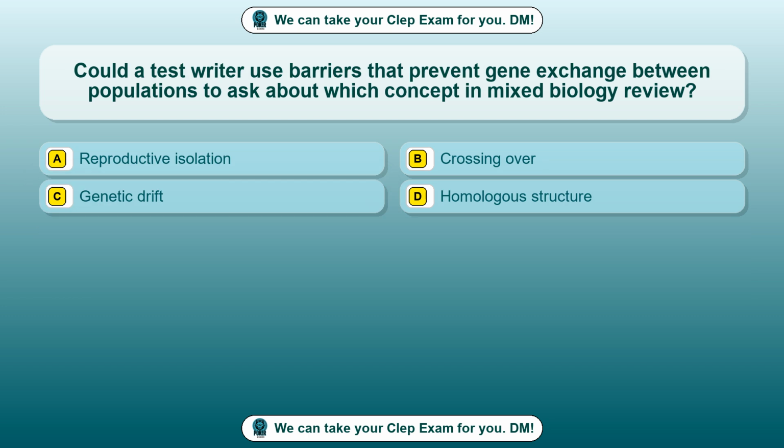Question 9. Could a test writer use barriers that prevent gene exchange between populations to ask about which concept in mixed biology review? Option A, reproductive isolation. Option B, crossing over. Option C, genetic drift.